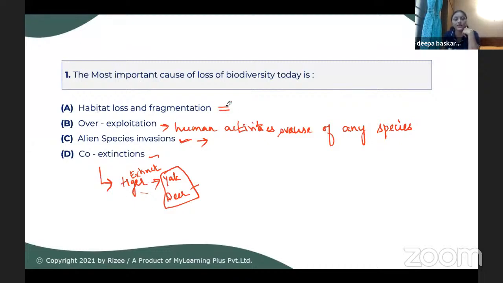And habitat loss and fragmentation. Habitat loss, I already explained, for the benefit of humans, they keep on destroying the forest areas. So that is known as habitat loss. And even with urbanization, the nearby land or even forest areas are being destroyed for development of cities. So that leads to habitat loss and fragmentation. As of now, this is the most important cause of biodiversity loss today.